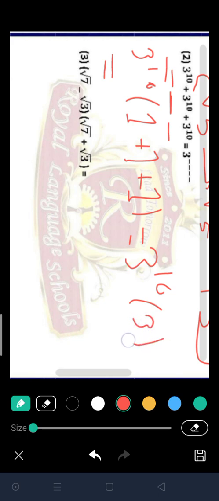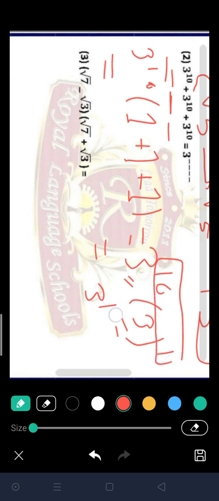Then the result is 3 power 10 times 1 plus 1 plus 1, which equals 3. So 3 power 10 times 3 power 1. The base equals base, so we take one of them and add the powers: 10 plus 1 equals 11. So the result is 3 to the power 11.